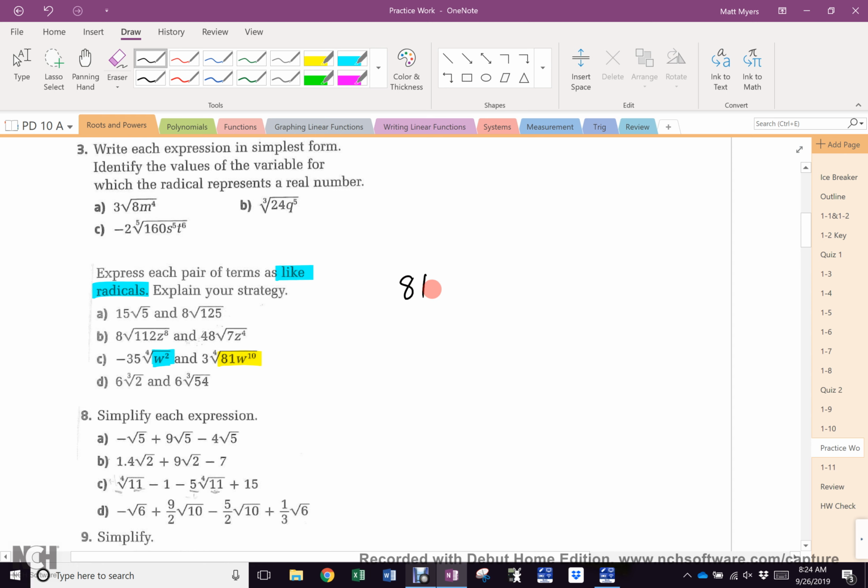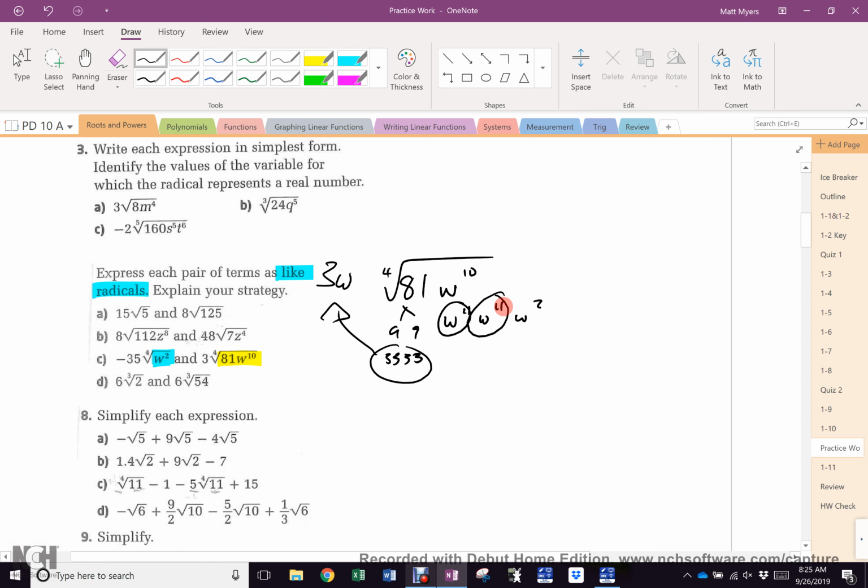Well, the yellow one is 81 w to the 10 under a fourth root. So I break it down. 9 and 9, 3, 3, 3, 3. W10 is W4, W4, W2. Is there a fourth root? So what comes out? 3. Is there a fourth root? So what comes out? W. Is there a fourth root? So what comes out? W. Do we write 3WW? What do we write? 3W squared. Fourth root, what did I leave under there? W squared. And I already had W squared. That's what you do. That's all I had to do, is write them that way.